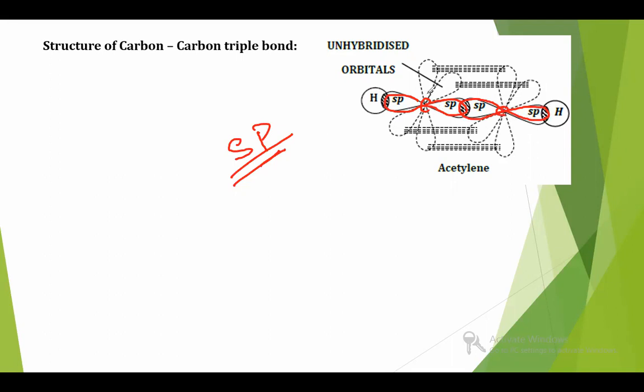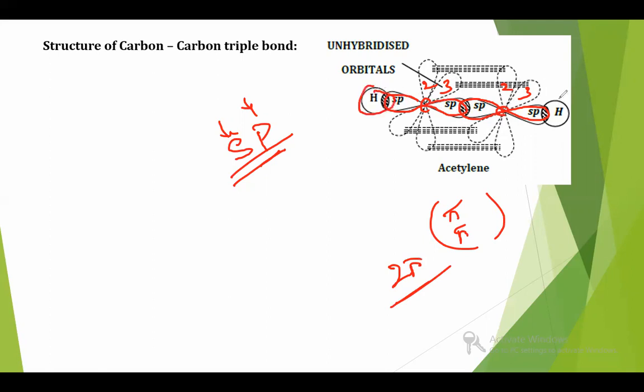Out of the three p orbitals, one p orbital combined with the s orbital undergoes sp hybridization. The other two are unhybridized orbitals in carbon number 1, and similarly in the second carbon. These will overlap with each other, forming one pi bond above and below, and another pi bond, totally forming two pi bonds. Similarly, the one s orbital combines with a p orbital.